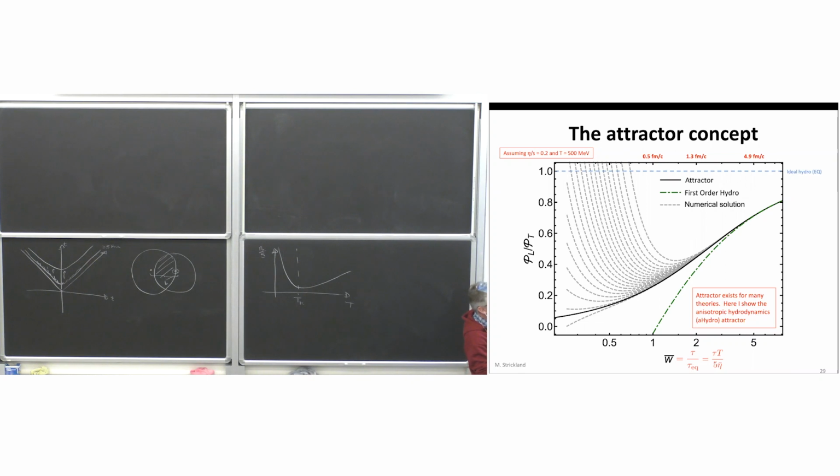And this green dashed curve is Navier-Stokes hydrodynamics, otherwise known as first order hydrodynamics. And we can see that it fails to describe reality at some point. And in fact, it goes negative, and we'll understand why it goes negative in the course of the lectures.